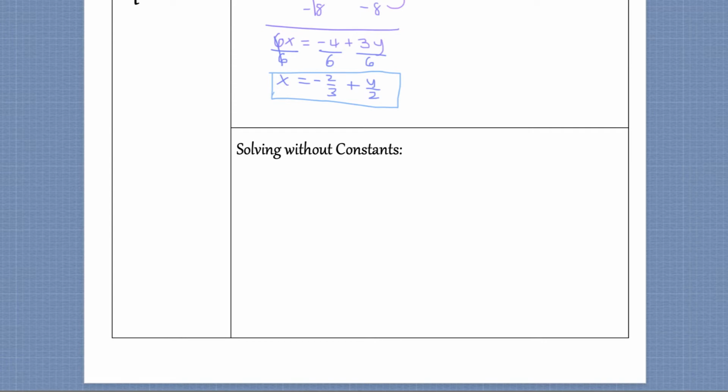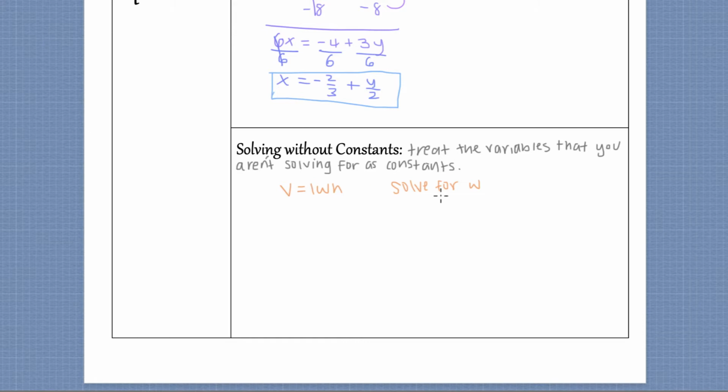So when we are solving without constants, what we want to do is treat the variables that you aren't solving for as constants. Let's say we have this equation right here that says V is equal to L times W times H. And it wants us to solve for W. Normally when you have variables, you try to isolate that variable on one side on its own. But since this equation has multiple variables, you can't get each variable its own side. So whatever variables you aren't solving for, you're just going to treat them like constants.